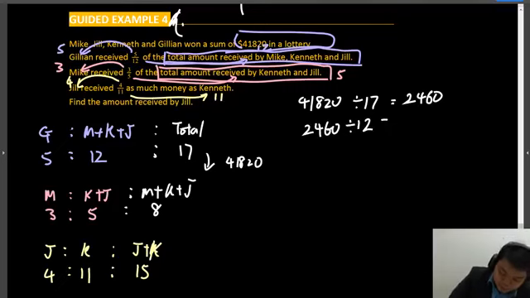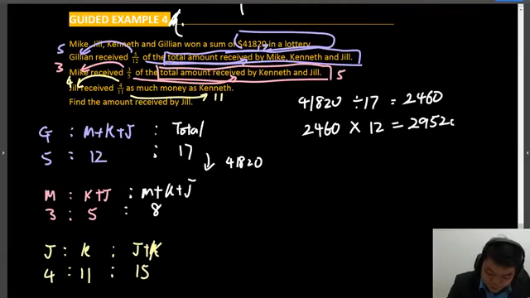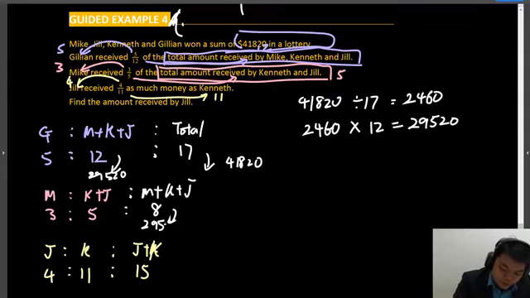My hand and brain coordination today is off. This will give you 29520. Okay, so if this is 29520, then this will also be 29520. Then we can divide this by 8 and multiply it by 5 to obtain what K and J received.